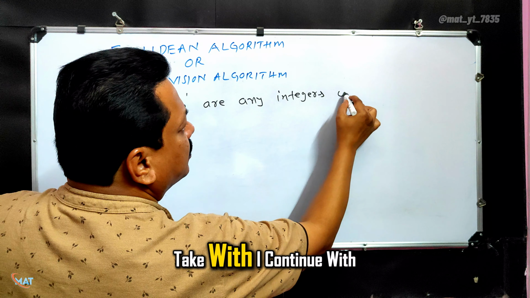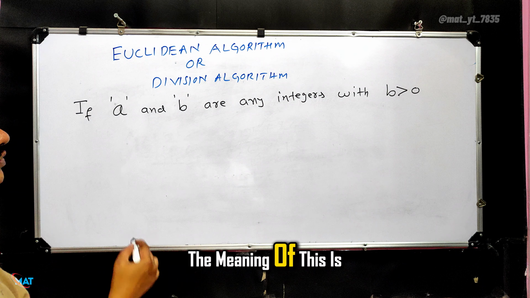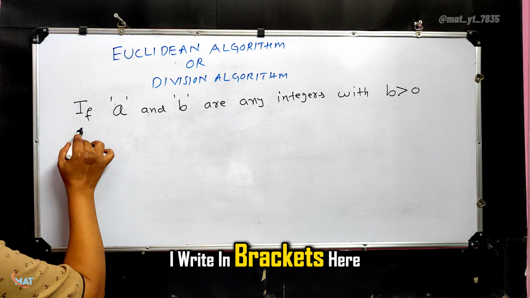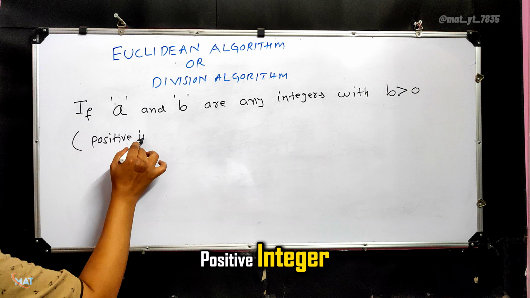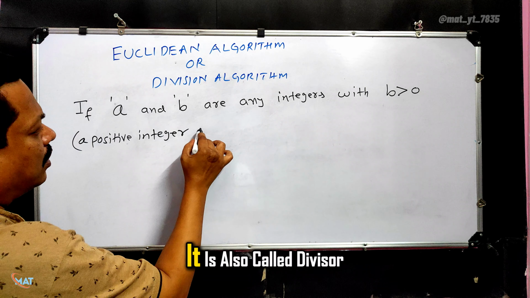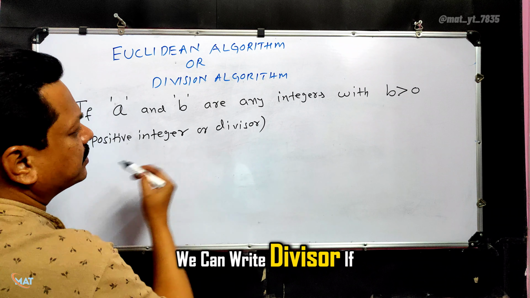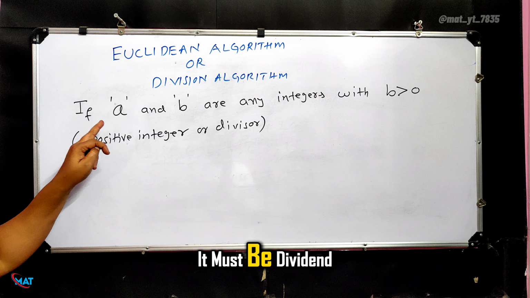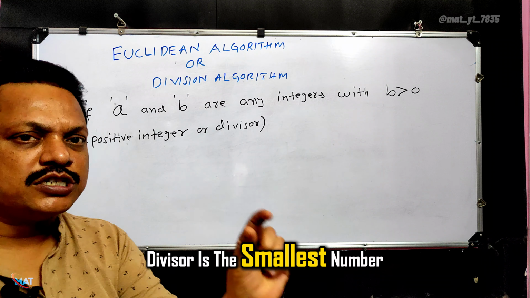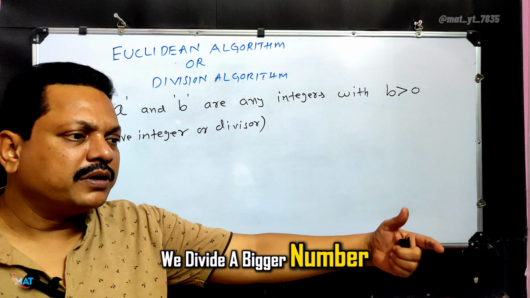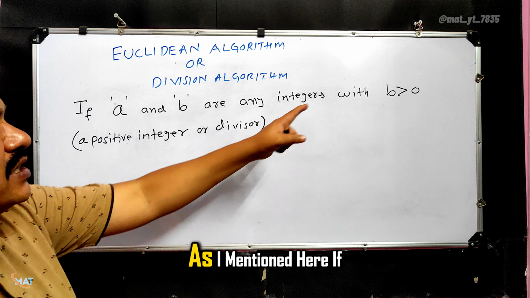Let us continue with B positive. B more than 0 means a positive integer, which is also called the divisor. For more clarity's sake, we can write divisor. If it is the divisor, the other must be the dividend. The dividend is the bigger number, the divisor is the smaller number. We divide a bigger number by a smaller number, and this smaller number should be a positive integer as I mentioned here.